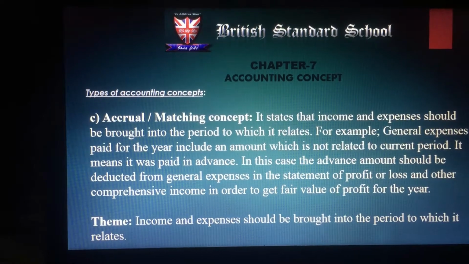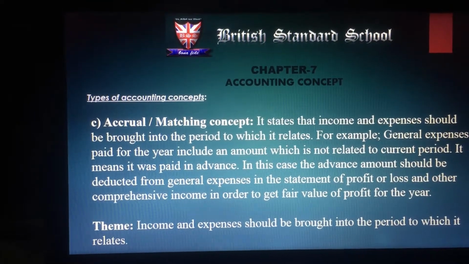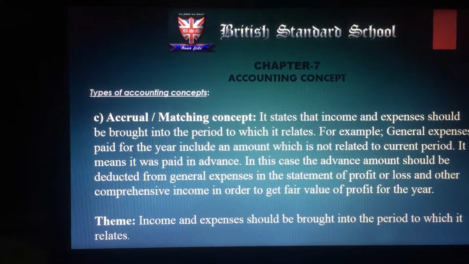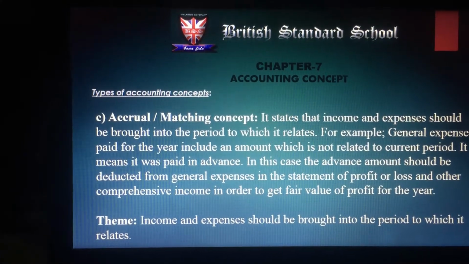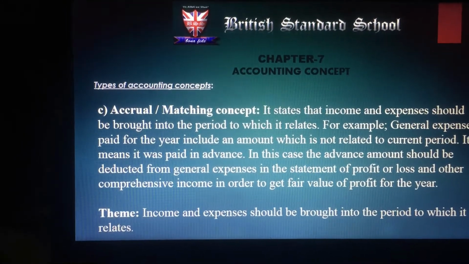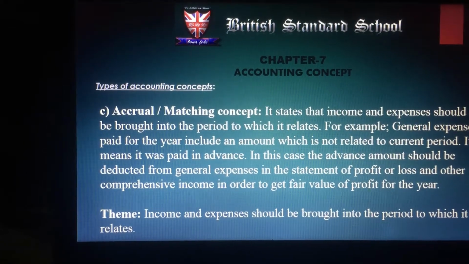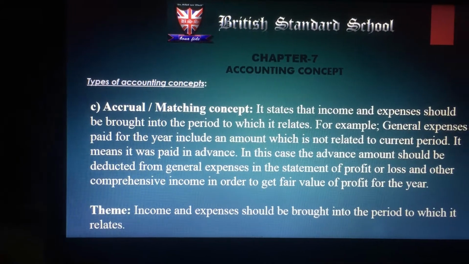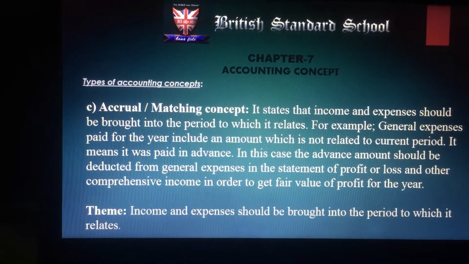So general expenses or the rent would include an amount which is not related to the current period. It means it was paid in advance. In this case, the advance amount should be deducted from the general expenses in order to get the fair value of profit for the year.